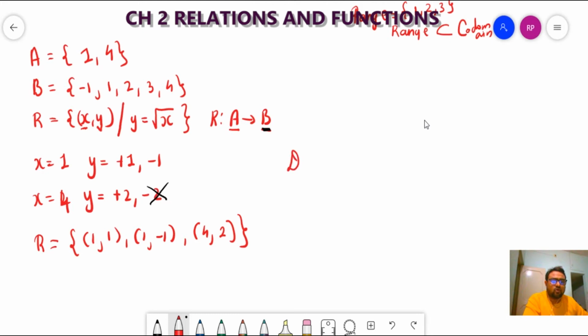So what will be the domain? Domain is equal to A, that will be equal to {1, 4}. What will be the codomain?